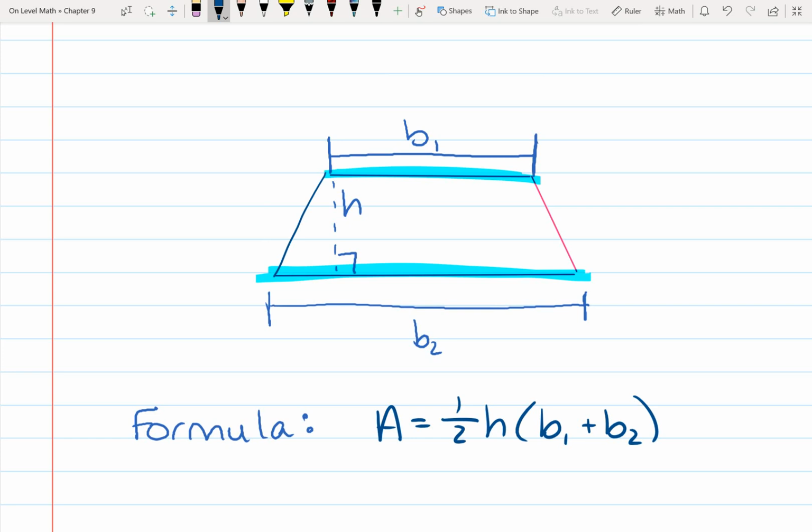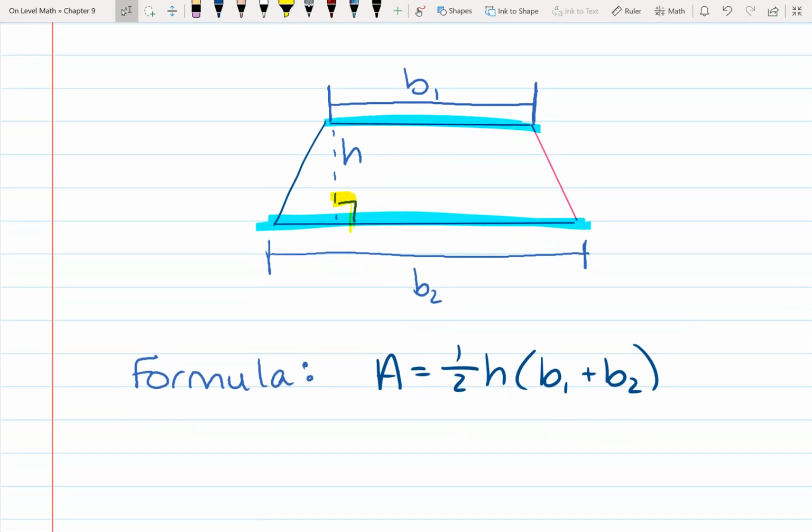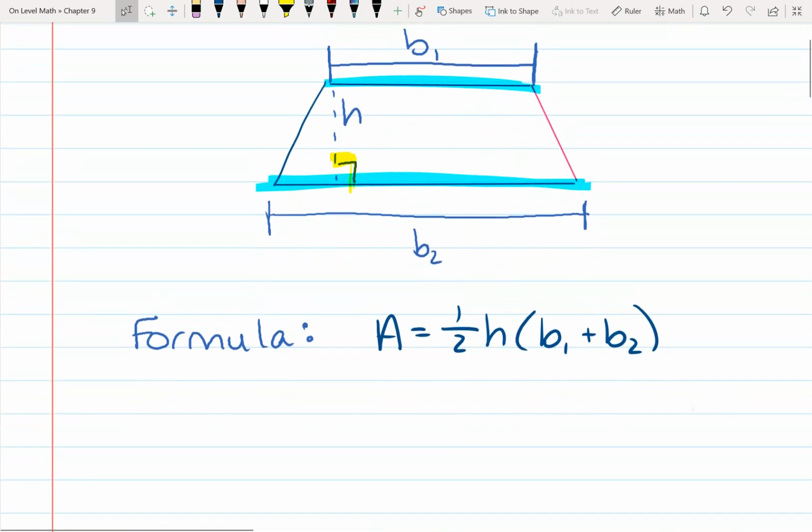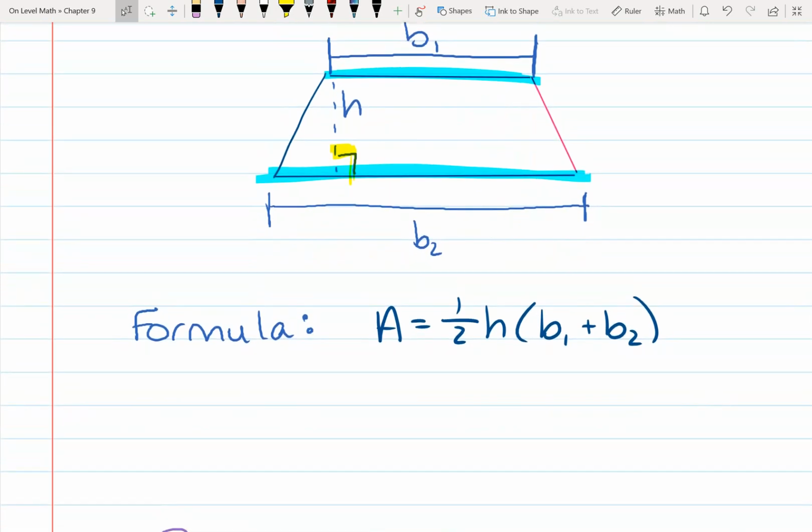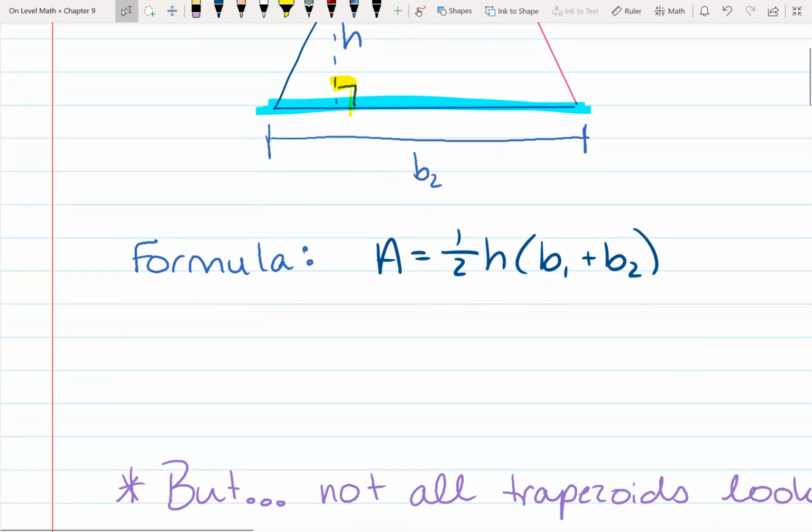The height, just like triangles, has to be perpendicular to the base, so you will see it written as a dotted line, and that right angle will be marked. So the formula for area of a trapezoid is A equals 1/2 times the height times base 1 plus base 2. So refer back to that formula every single time.